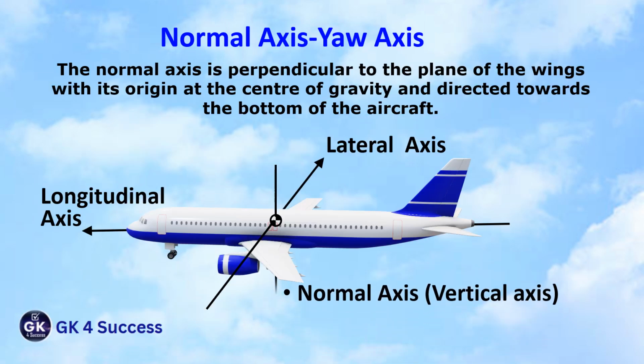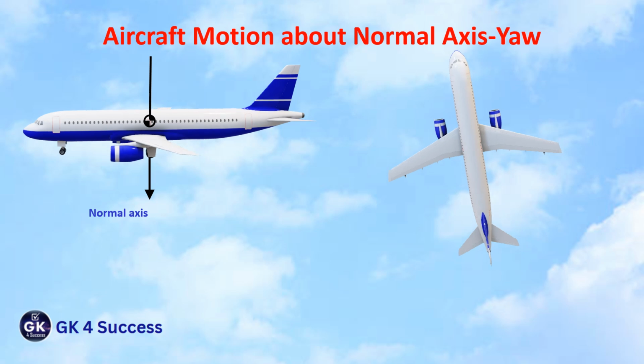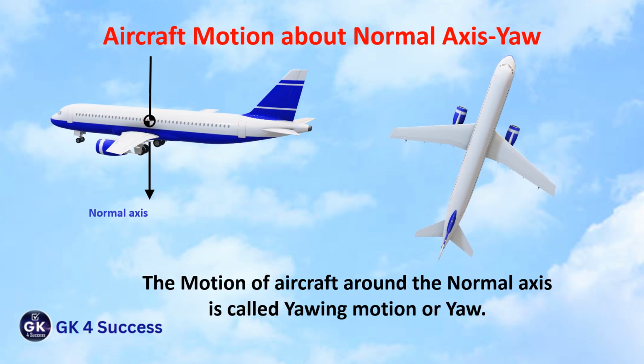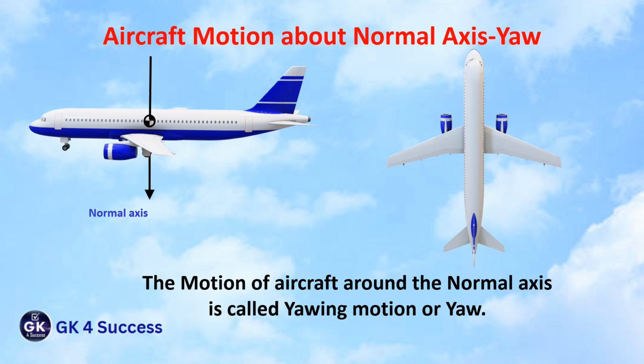The normal axis is perpendicular to the plane of the wings with its origin at the center of gravity and directed towards the bottom of the aircraft. The normal axis is mutually perpendicular to longitudinal axis and lateral axis. The motion of aircraft around the normal axis is called yawing motion or yaw.